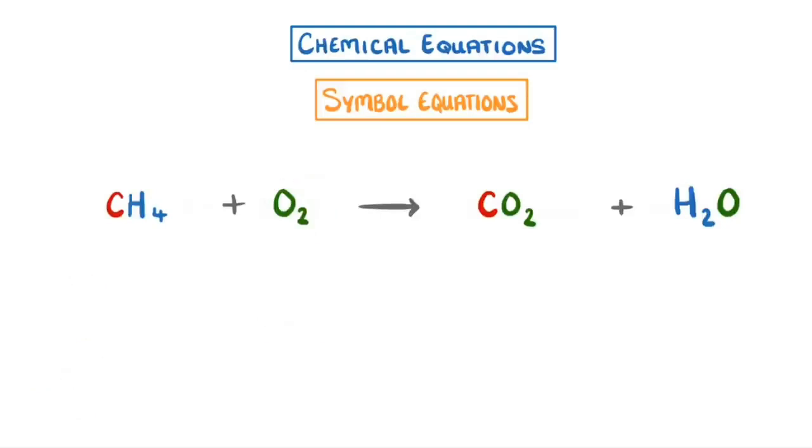Anyway, getting back to our equation. It's not quite right just yet, because we haven't balanced it. In order to be balanced, chemical equations need to have the same total number of each type of atom on either side of the arrow.